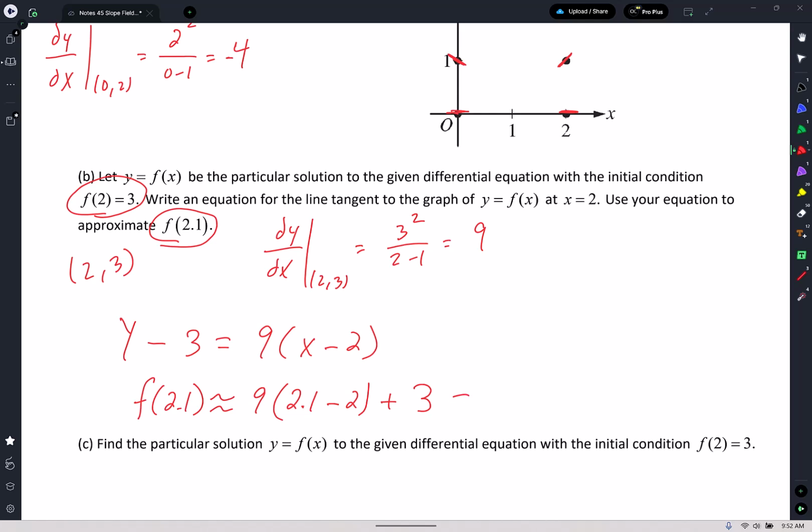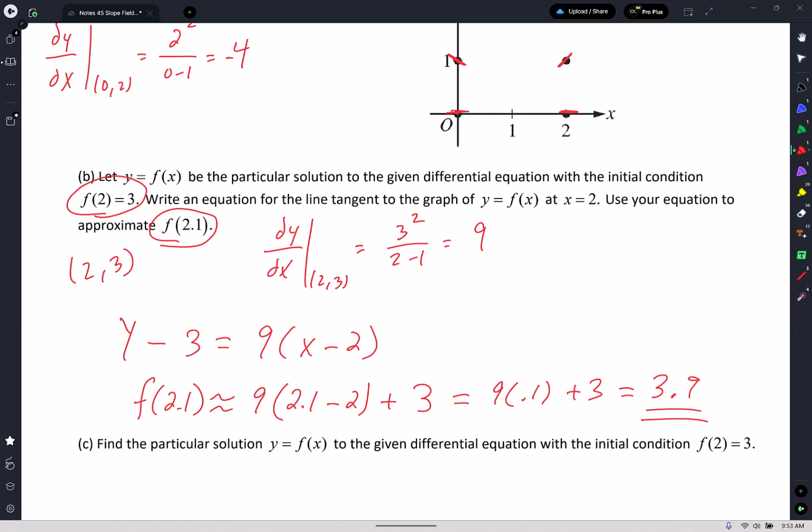So let's see. Now it's safe to put an equal sign because all you're saying is this equals something, right? 9 times 2.1 minus 2, which is 0.1, plus 3. 9 times 0.1 is just 0.9. And when you add it to 3, that is 3.9. Done.